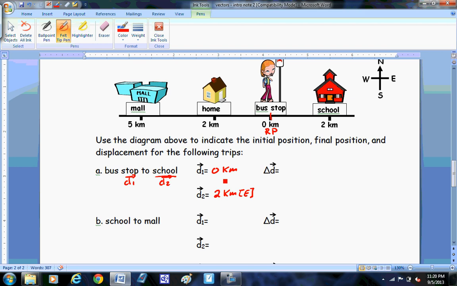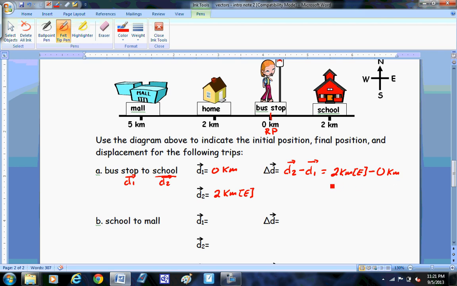And that's my position. So initial, where I started, final, where I ended up. Now my displacement, remember, is my change in position. And the way I can calculate it is look at where I ended up minus where I started. So in this case, I ended up at the school 2 kilometers east, and I started at the bus stop 0 kilometers.